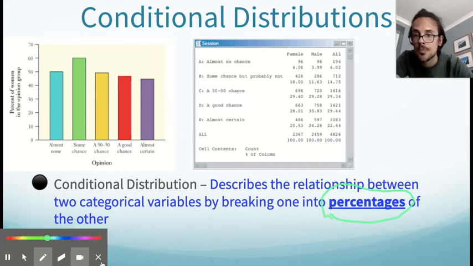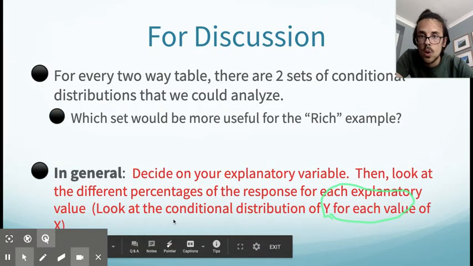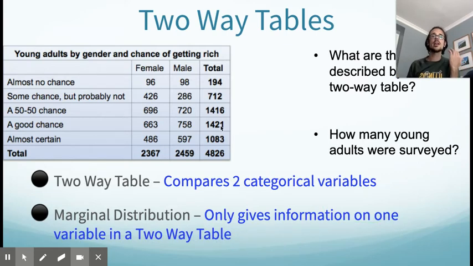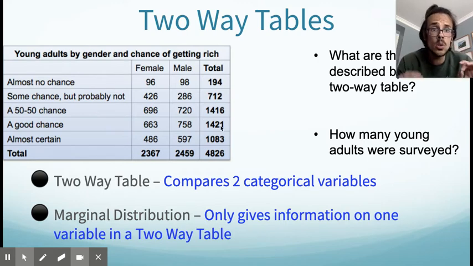So talking through our last slide here, when I look at this problem, I was interested to see if there's a connection between your gender and what your thoughts are on getting rich. Okay, and I want to know if those two variables are related. A logical first step when you want to compare the variables is to decide which variable makes more sense as your explanatory or your X variable.